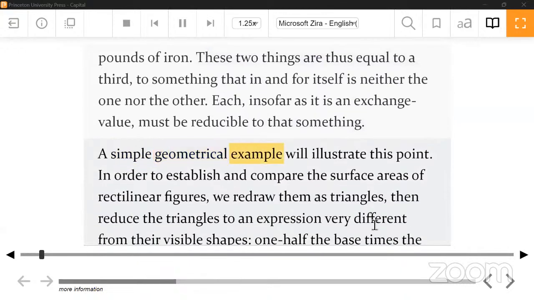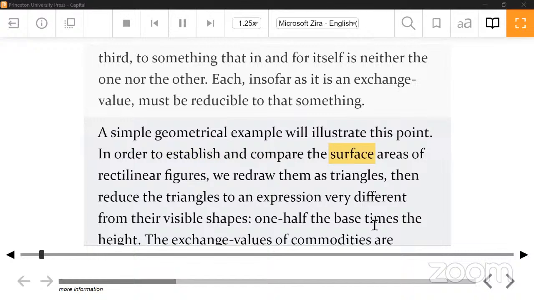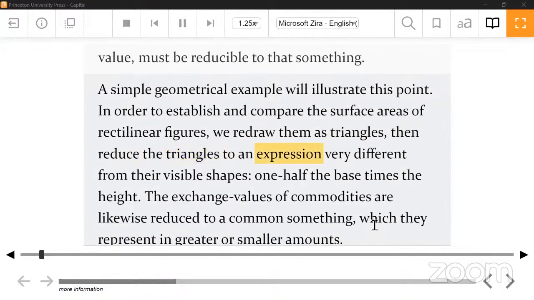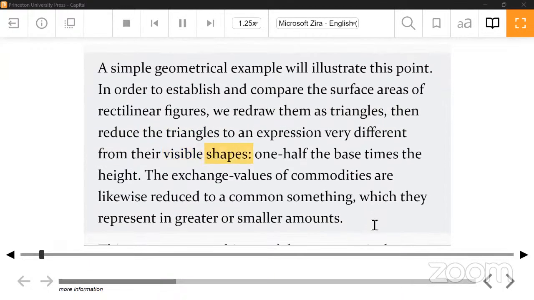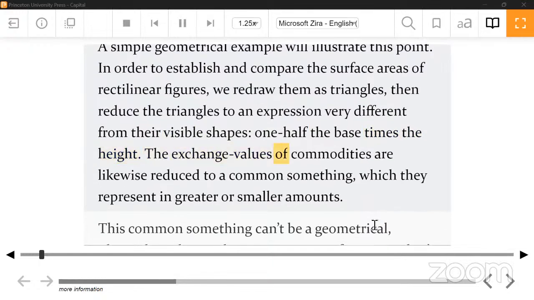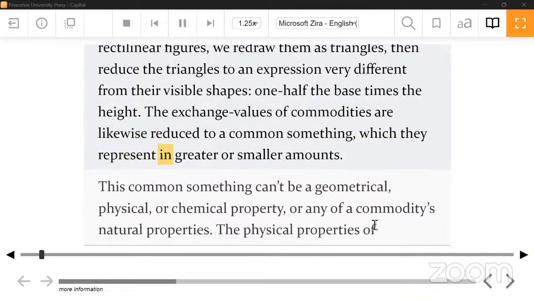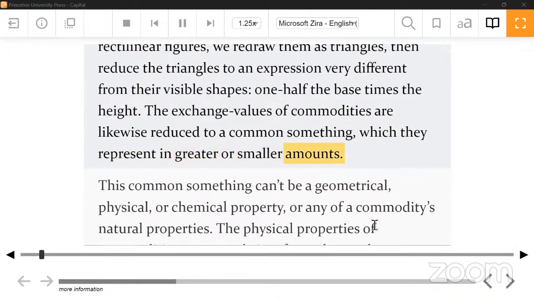A simple geometrical example will illustrate this point. In order to establish and compare the surface areas of rectilinear figures, we redraw them as triangles, then reduce the triangles to an expression very different from their visible shapes, 1/2 the base times the height. The exchange values of commodities are likewise reduced to a common something, which they represent in greater or smaller amounts.